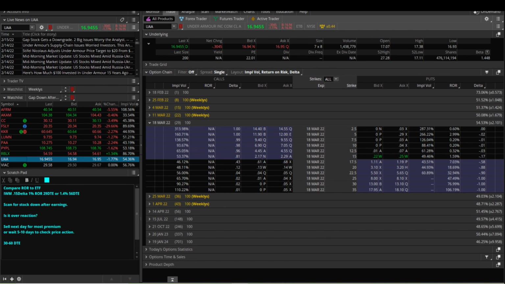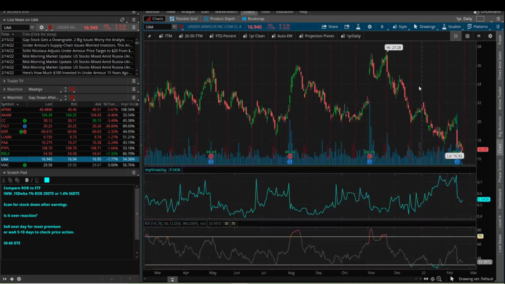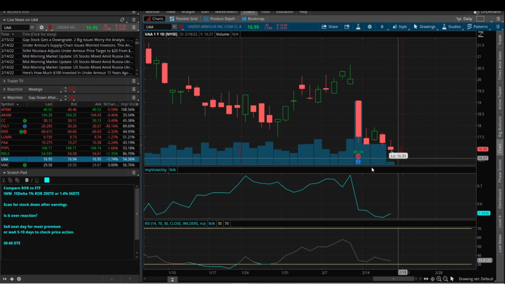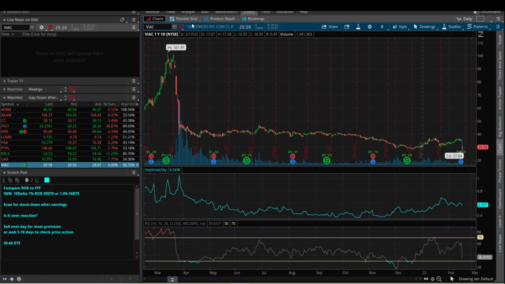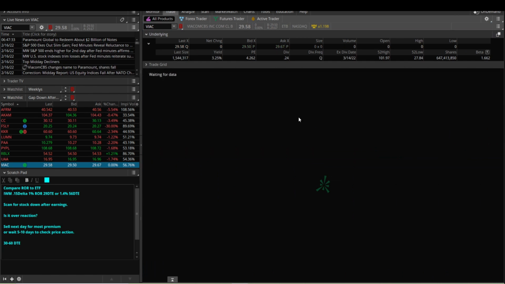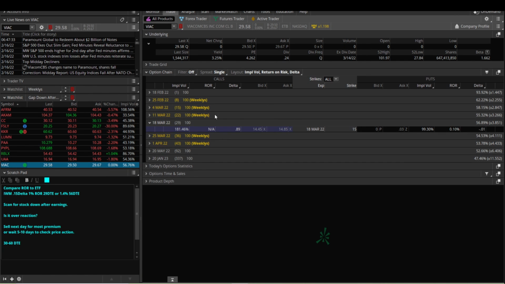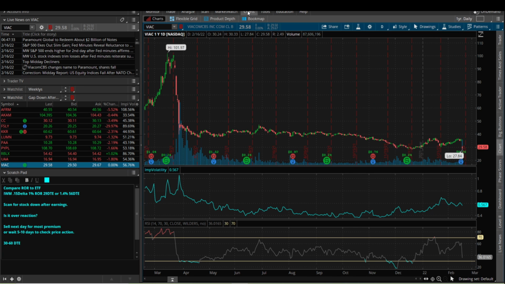Now we have Under Armour. Under Armour, the 17 delta is 1.5% at the 15. And we can see it's kind of been flat right here. So, the market is down today. So that's part of the reason why a bunch of stocks are kind of red more than normal. Then we have Viacom. Something's going on with Viacom because they're not really doing anything today.